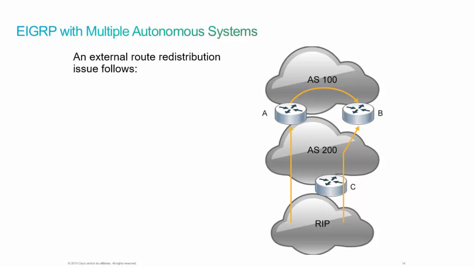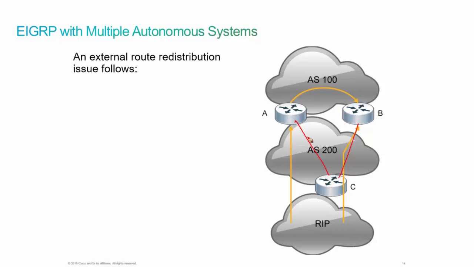So here's an example of a topology that has external route redistribution from RIP into EIGRP AS200, and then that's being propagated throughout the network. Router C in this example is going to have a peering relationship via EIGRP with router A as well as with router B. Since they have these peering relationships, whenever this redistributed route comes in from RIP, it's going to be advertised to router A and to router B.